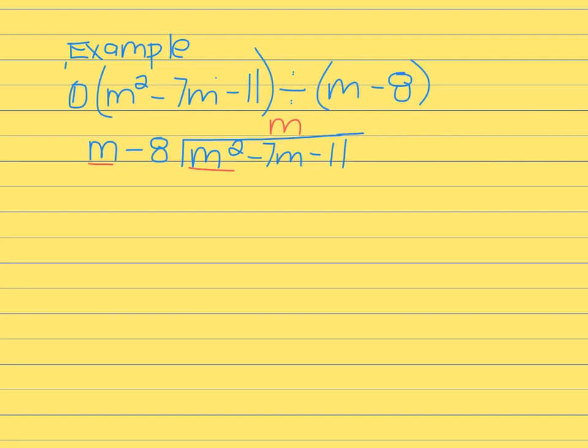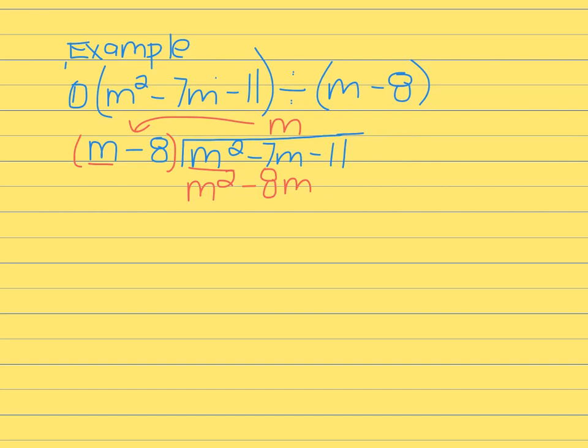Now, in step 4, I'm going to multiply these answers. It's like the distributive property. I'm going to multiply the m times all of this. So m times the m is m squared, and m times the negative 8 is negative 8m. And keep in mind, our goal is for the first terms to go away. So if they're not the same, then you didn't pick the correct thing to multiply by.